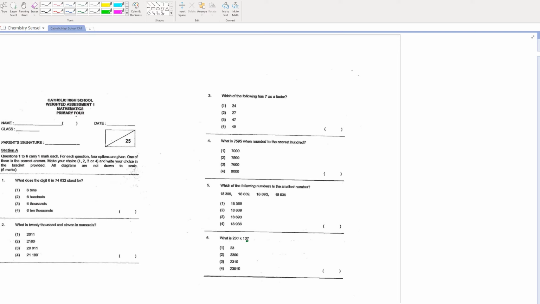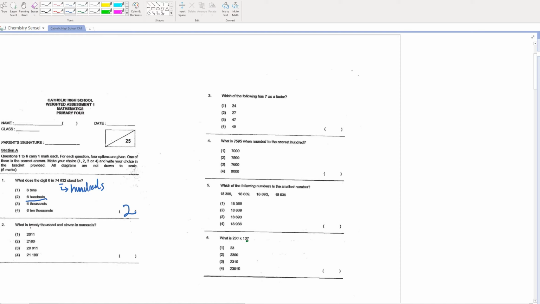Question 1. What does the digit 6 in 74,632 stand for? As the digit 6 is in the hundreds place, we know that the correct answer is option 2, 600.